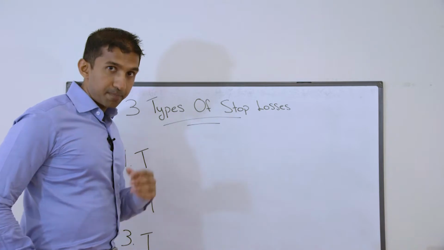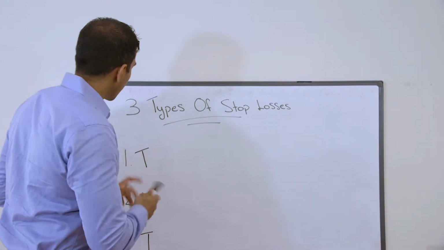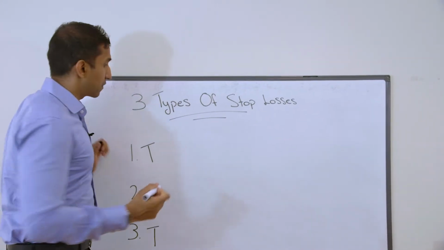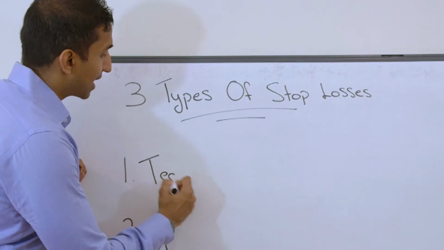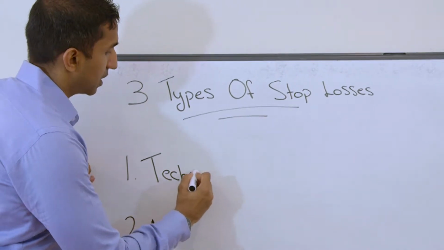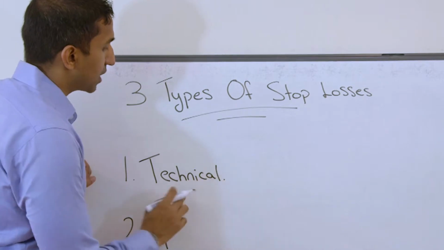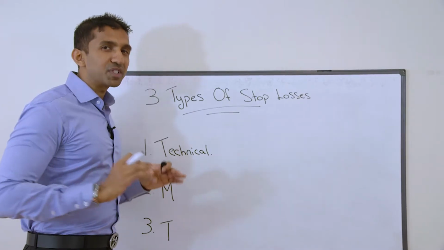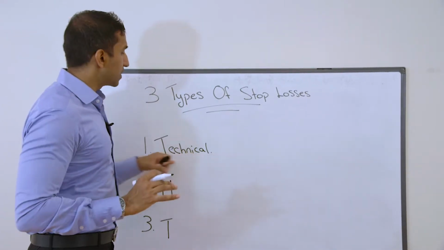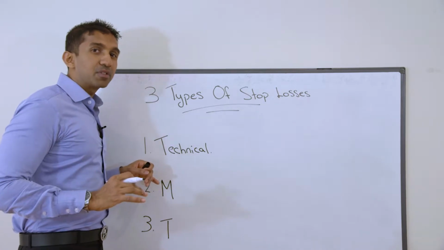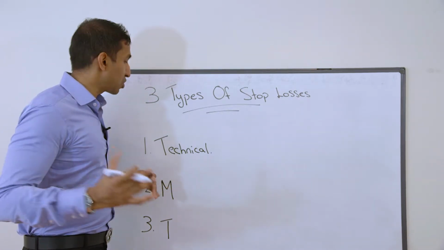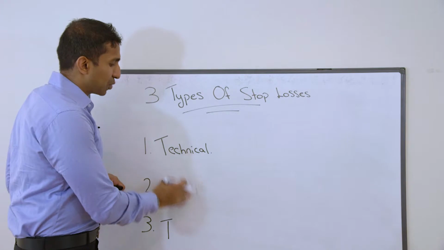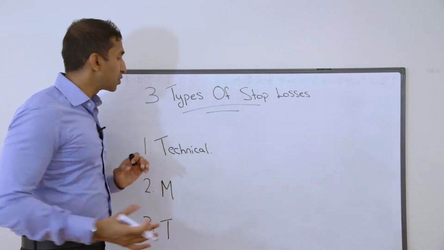The first one starts with the letter T, some of you might have already figured it out, it is called the technical stop. This is the one that most people will be familiar with. 98% of traders will be familiar with this, because out of all the 20,000 traders that we've coached and talked to, they all know this. They don't know the other 2, so I won't be surprised if you don't know them either.